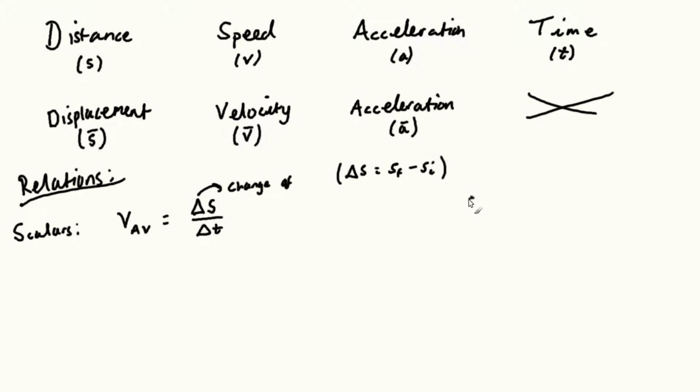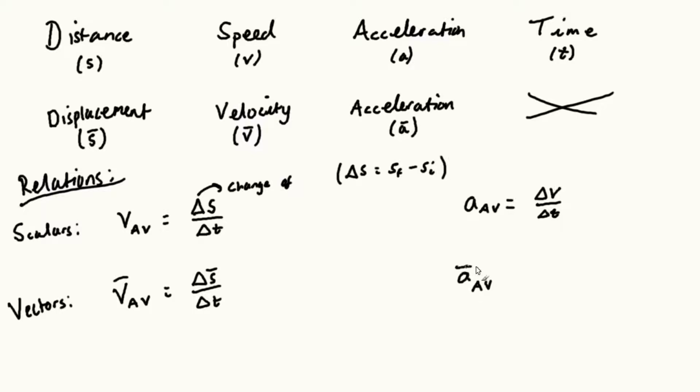Then secondly, we can denote the average acceleration, which will be delta v over delta t, or the change in speed over the change in time. We can do the same with vectors. We can say that the average velocity is equal to the change in displacement over the change in time, and that the average acceleration as a vector is equal to the change in velocity over time.